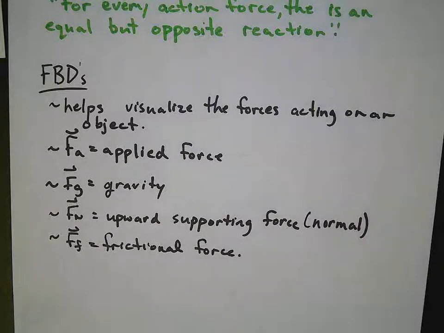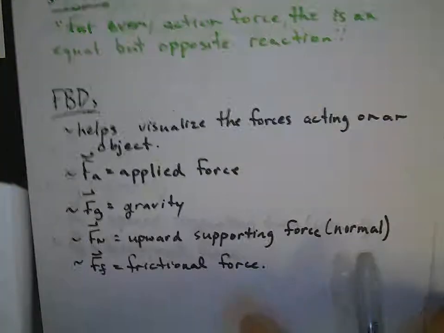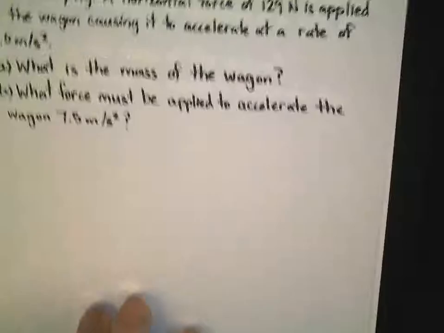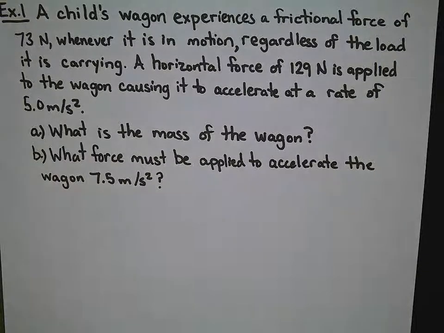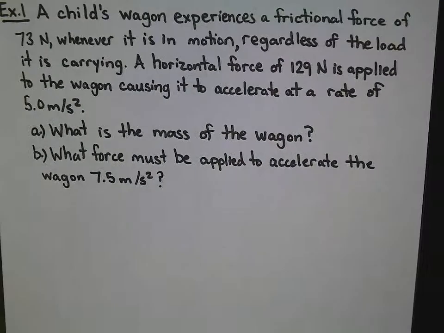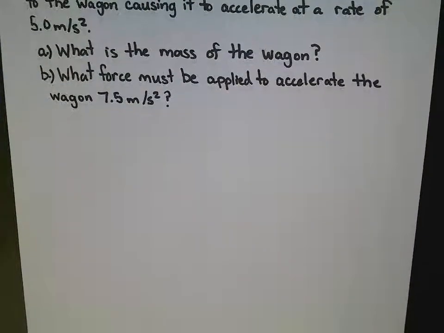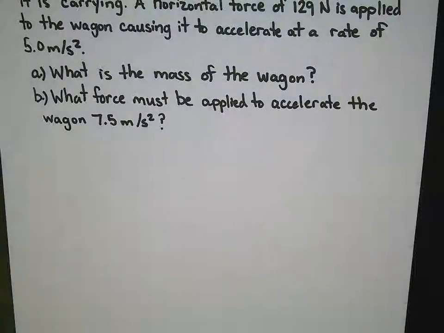So let us start off with our first example. This is a case where we have a child's wagon experiencing a frictional force of 73 newtons whenever it is in motion, regardless of the load that it is carrying. A horizontal force of 129 newtons is applied to the wagon, causing it to accelerate at a rate of 5.0 meters per second squared. In part A, we will determine the mass of the wagon, and in part B, we'll determine the force that must be applied to accelerate the wagon 7.5 meters per second squared.